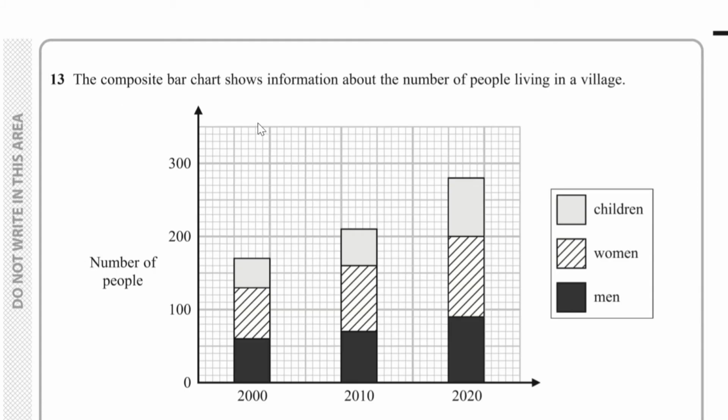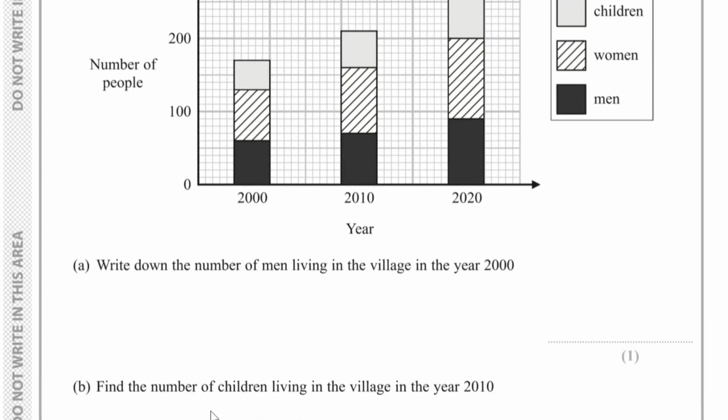Question number 13. The composite bar chart shows information about the number of people living in a village. For part A, we have to write down the number of men living in the village in the year 2000. So men is shown by the black box. In the year 2000, what you can see is we have 60.